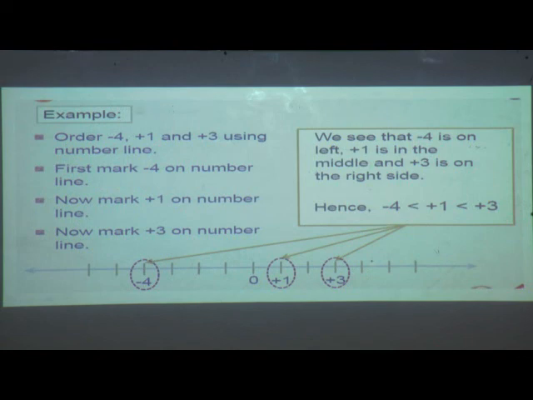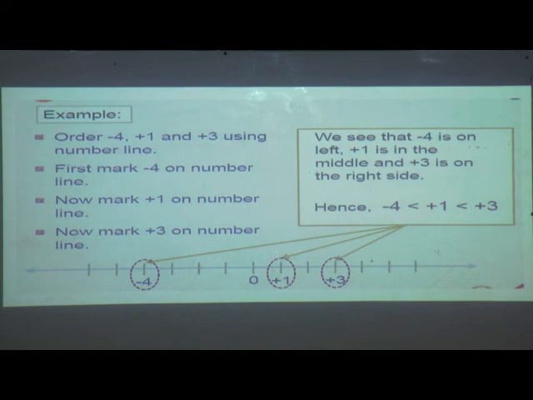Let us take one more example. Order -4, +1 and +3 using the number line. First we have to mark these 3 points on the number line. First of all we will take -4. From the left side we take 1, 2, 3, 4. So this is -4 on the number line. Now we will mark +1. From 0 we move 1 step forward. This is +1.